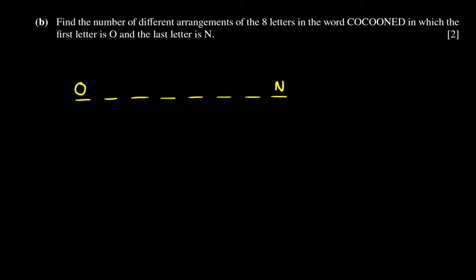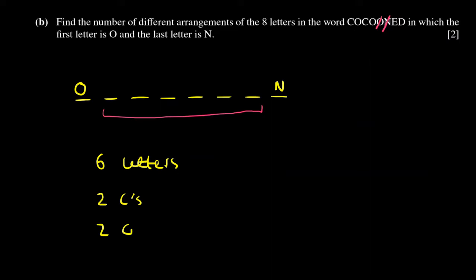So really what we're doing is we are just arranging the middle 6 letters where we have excluded an O and an N. So what we're really trying to do here is find the number of ways in which we can arrange the remaining letters CO, CO, and ED. Well, if we think about that, how many letters have we got to arrange? We've got 6 letters in this particular case, right? Because we've excluded 2. And how many of them are repeated? Well, we've got 2 C's and we've got 2 O's.